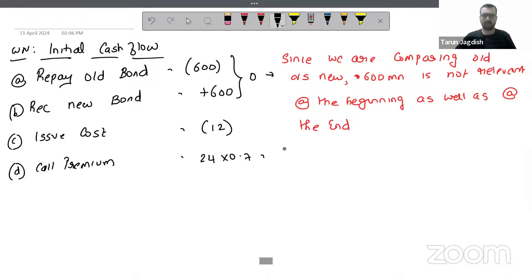So shouldn't this be a part of your in-between cash flows? Which one? Issue cost? No, the call. Call premium is paid upfront, right? Okay, got it. It's paid upfront itself. All right. Got it. Thank you.